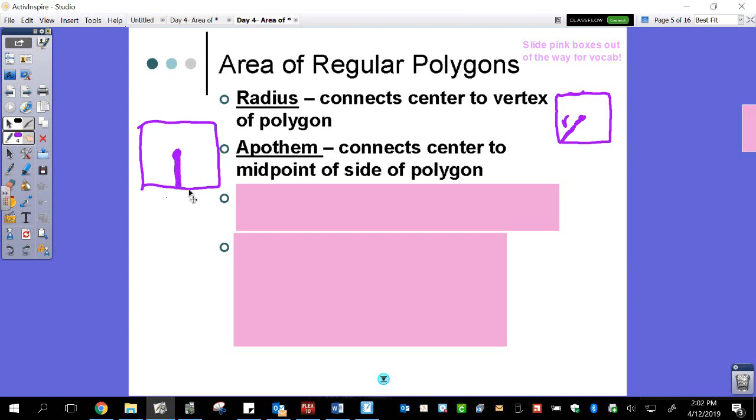So what would that mean about the side below it? This side is congruent to that side.